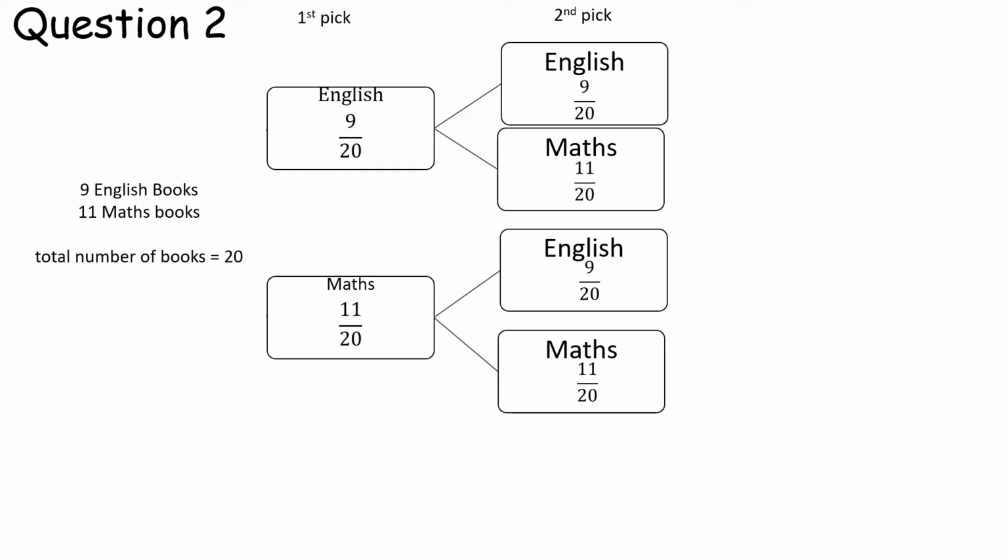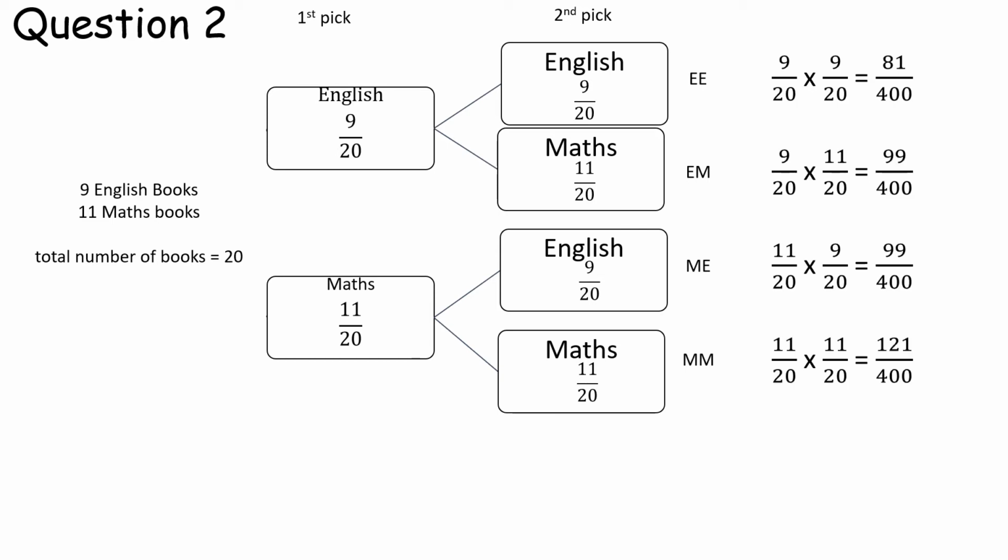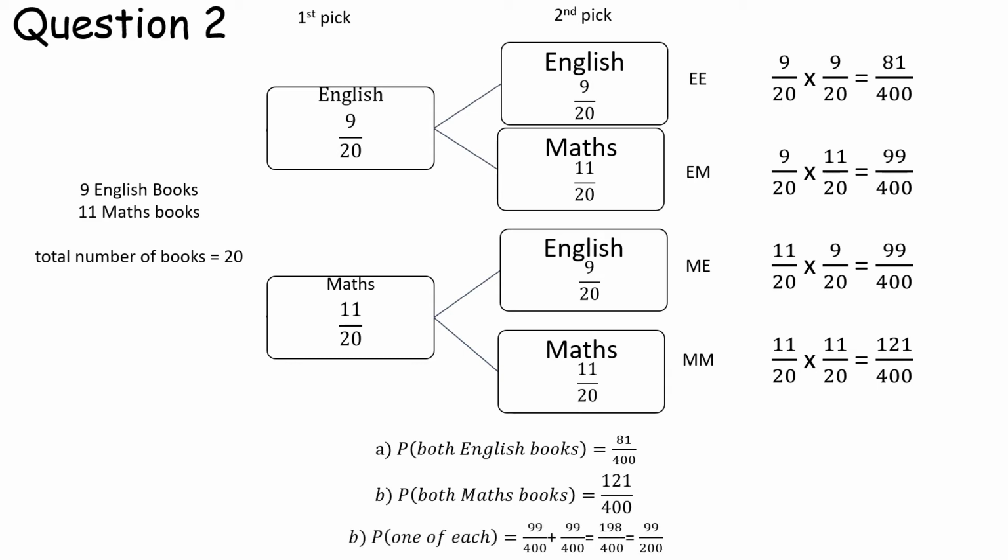The combinations of books being picked are English then English, English then maths, maths then English, or maths then maths. These are the calculations that need to be made following along the branches. We can instantly see that the probability of both books being English is 81 out of 400. The probability of both books being maths is 121 out of 400. And in order to calculate one of each book being picked, we need to add the probabilities of the combinations English maths and maths English. This gets 99 out of 200 after cancelling down.